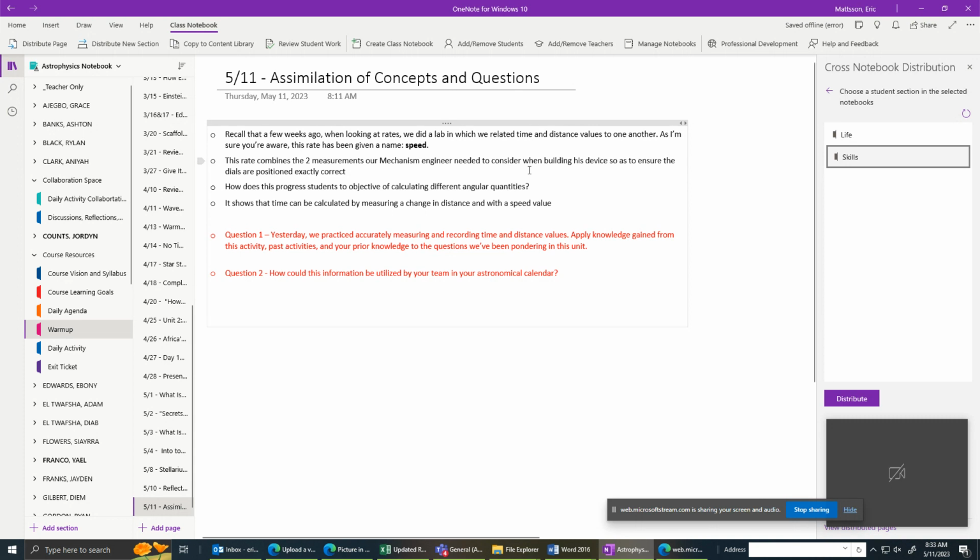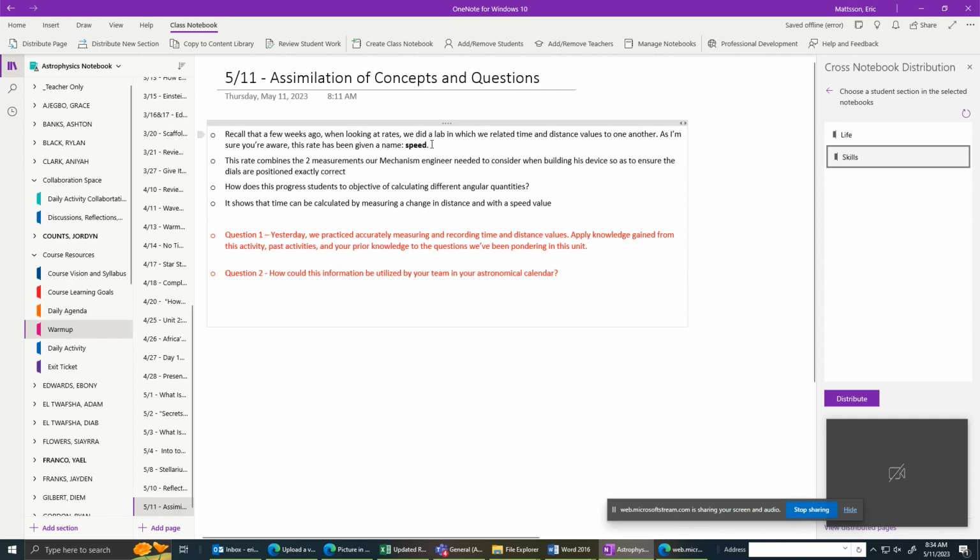So this combines the two measurements our mechanism engineer needed to consider when building his device so as to ensure the dials are positioned exactly correctly, in order to make sure that the dial is pointed at the right location. Again, if we think about the Antikythera mechanism, we think about the constellation dial. As the dial moves over the course of the year, it's pointing at the constellation that the sun is in at that particular moment. The engineer needed to consider how fast that particular device was moving, that speed.